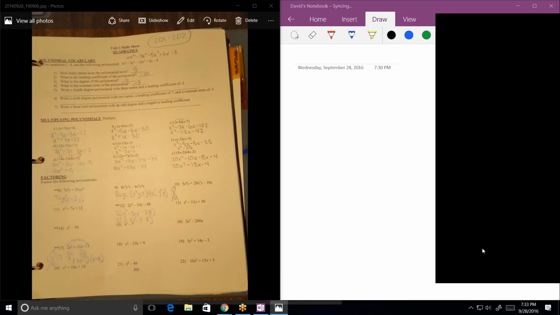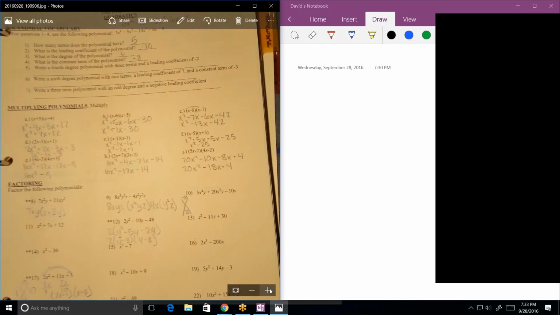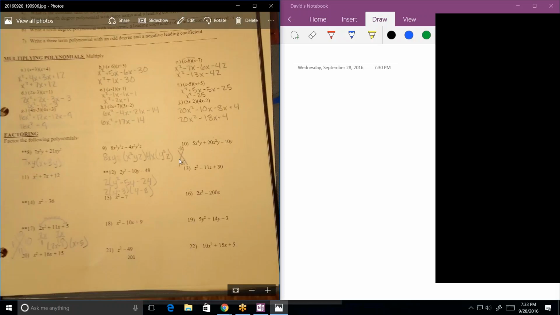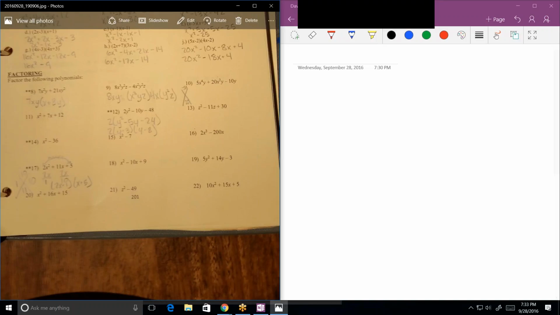Number 10 on factoring, because that's where I left off. We did all those in class that I did. Okay, go to number 10. Hold on a moment, let me get everything set here. Yeah, no problem. Number 10.